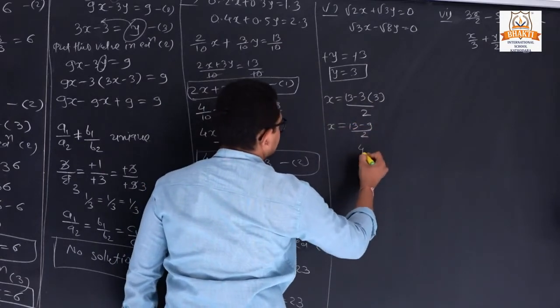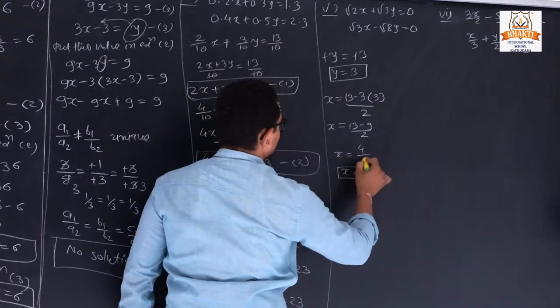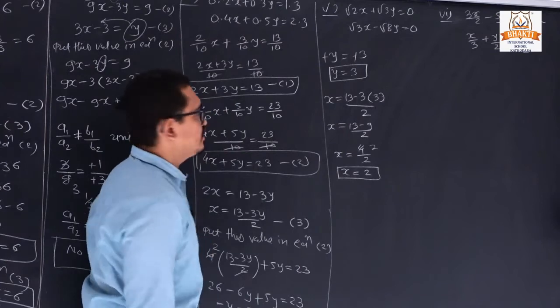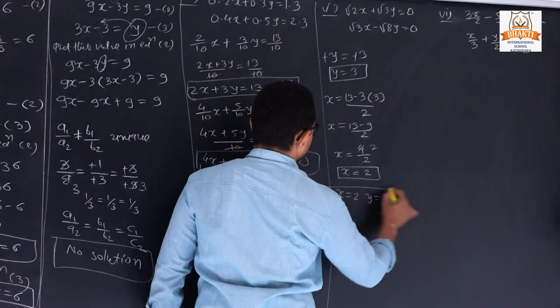So 13 minus 9, it is 4. So what is our answer? 2 1s are 2, 2 2s are 4. So what is the solution of that equation? X is equal to 2 and y is equal to 3.